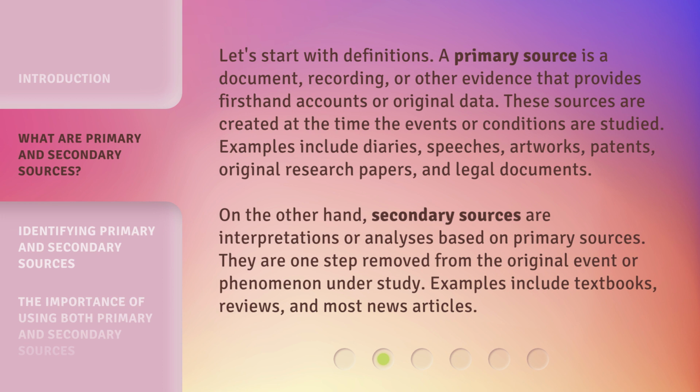On the other hand, secondary sources are interpretations or analyses based on primary sources. They are one step removed from the original event or phenomenon under study. Examples include textbooks, reviews, and most news articles.